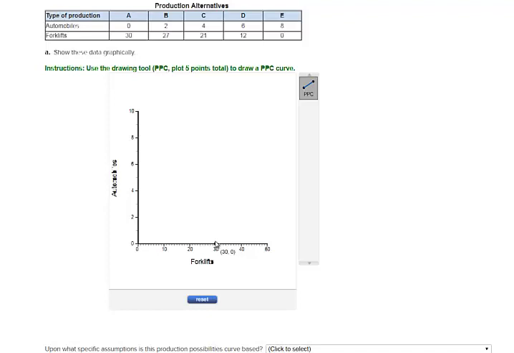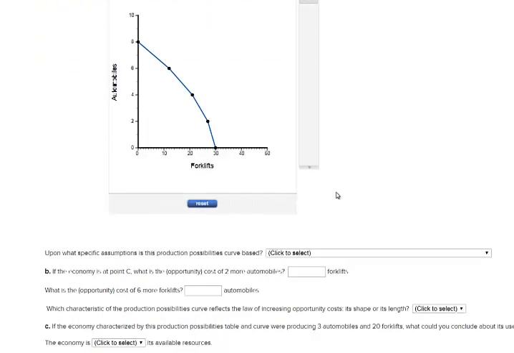Point B is 2 and 27. So you'll just go up until you'll find it in the parentheses. Point C is 4 and 21. Okay. D is 6 and 12. And E is 8 and 0. So that's your graph.